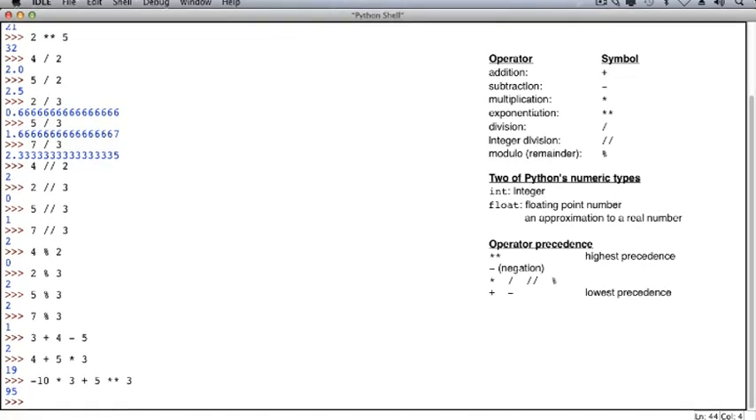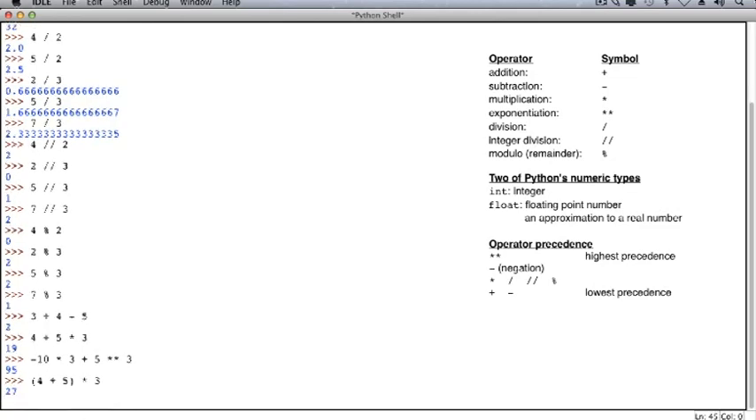Just like in regular math, we can override operator precedence using parentheses. I can have the expression 4 plus 5 evaluate first before multiplying the result with 3. Similarly, I can decide that I would like the addition to happen first in the second expression we looked at by using parentheses to have it evaluate first.